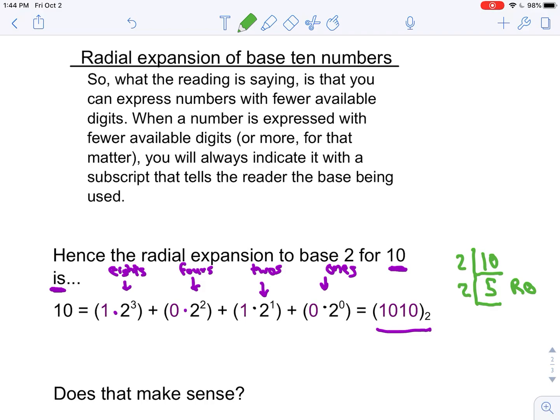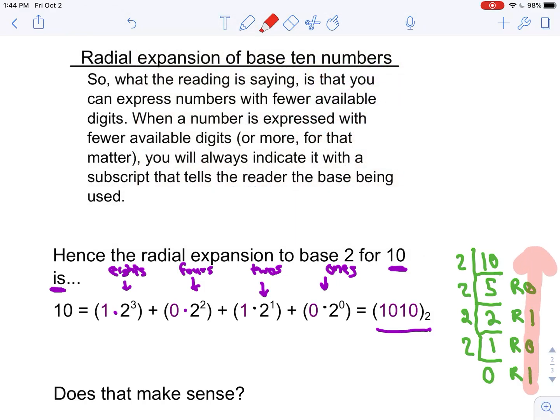Now I'm going to divide by 2 again. 2 goes into 5 2 times, now with a remainder of 1. And 2 goes into 2 1 time with a remainder of 0. And I'm going to divide by 2 again and say 0 with a remainder of 1. Now I can stop. Check this out, folks.